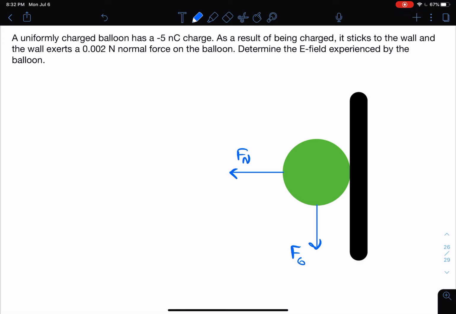Now, the whole reason it's attracted to the wall, it's sticking to the wall, is because of the electrostatic force. So I know I've got an electrostatic force going this way. And they don't mention this, but it's not falling. So I know something has to be counteracting gravity. The only option here is static friction. So those are my four forces.